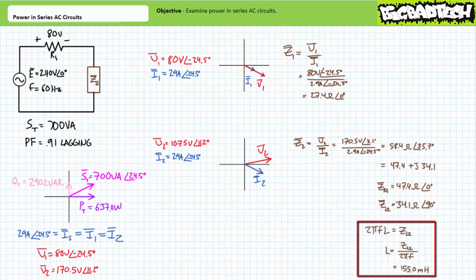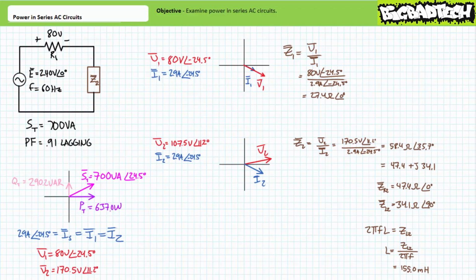Given our source has an excitation frequency of 60 Hz, a manipulation of the inductive complex impedance formula solving for inductance demonstrates the inductor in question most likely has an inductance value of roughly 155 millihenries. Note, it's not absolutely necessary to solve for individual impedance values. However, they make a great way of checking your work.